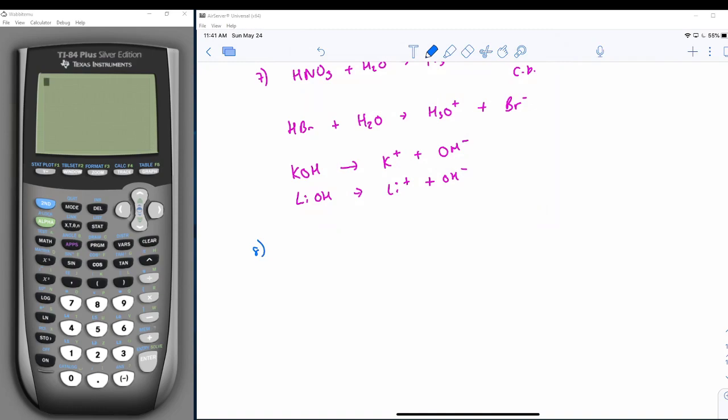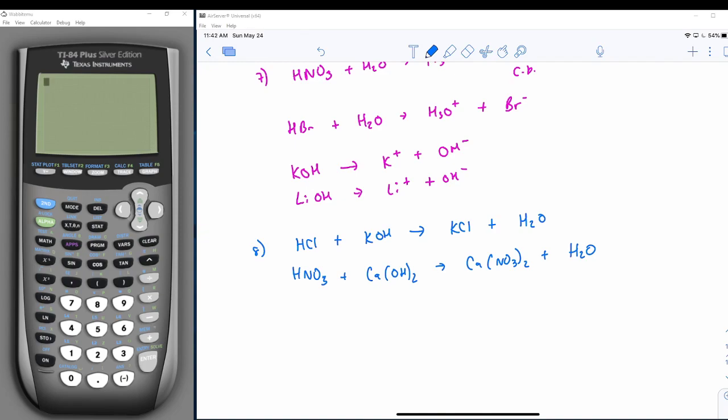The last part of reactions is writing acid plus base neutralization reactions. These aren't any different than any other double displacement reaction. It's just that you specifically get water as a product here. And you still have to make sure that your products make sense.